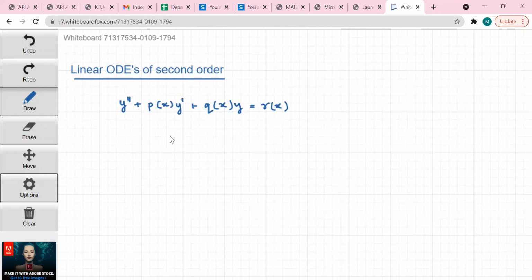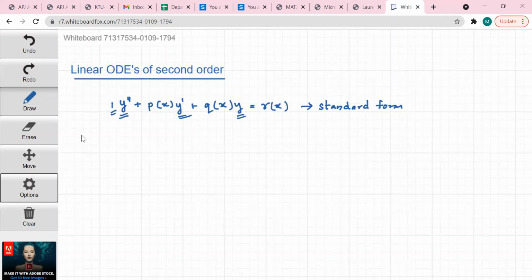So the feature of this equation is it is linear in y and its derivative. And p of x, q of x, r of x can be any function of x. Suppose you have a coefficient for y double prime, we can divide throughout by that and make it into the standard form. So this is the standard form of a linear ODE of second order, where the coefficient of y double prime is 1.